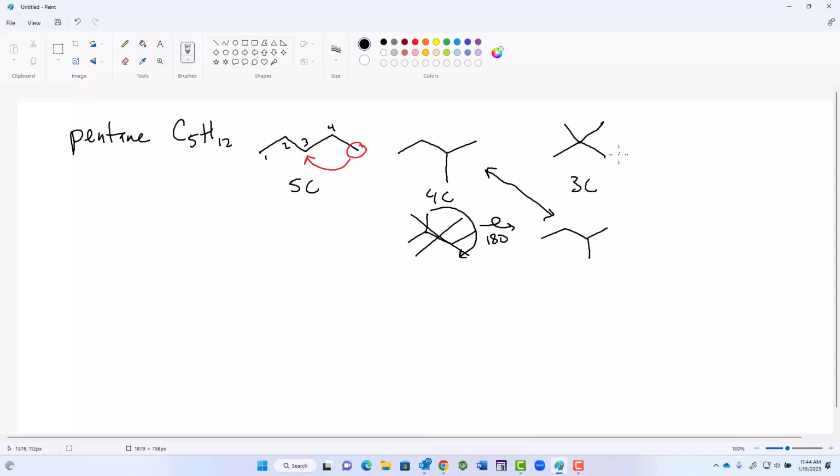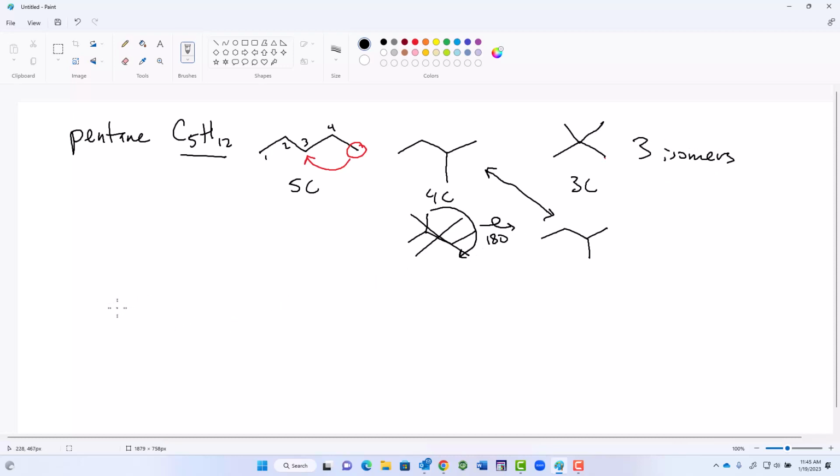So we count, we have 1, 2, 3, 4, 5 carbons. We have 12 hydrogens, so we are still at C5H12, but we have now what's called neopentane, which is the 3rd constitutional isomer of pentane. So we have a 5-carbon chain that's an isomer, a 4-carbon chain that's an isomer, and a 3-carbon chain that's an isomer. And these would be the 3 constitutional or structural isomers of pentane.